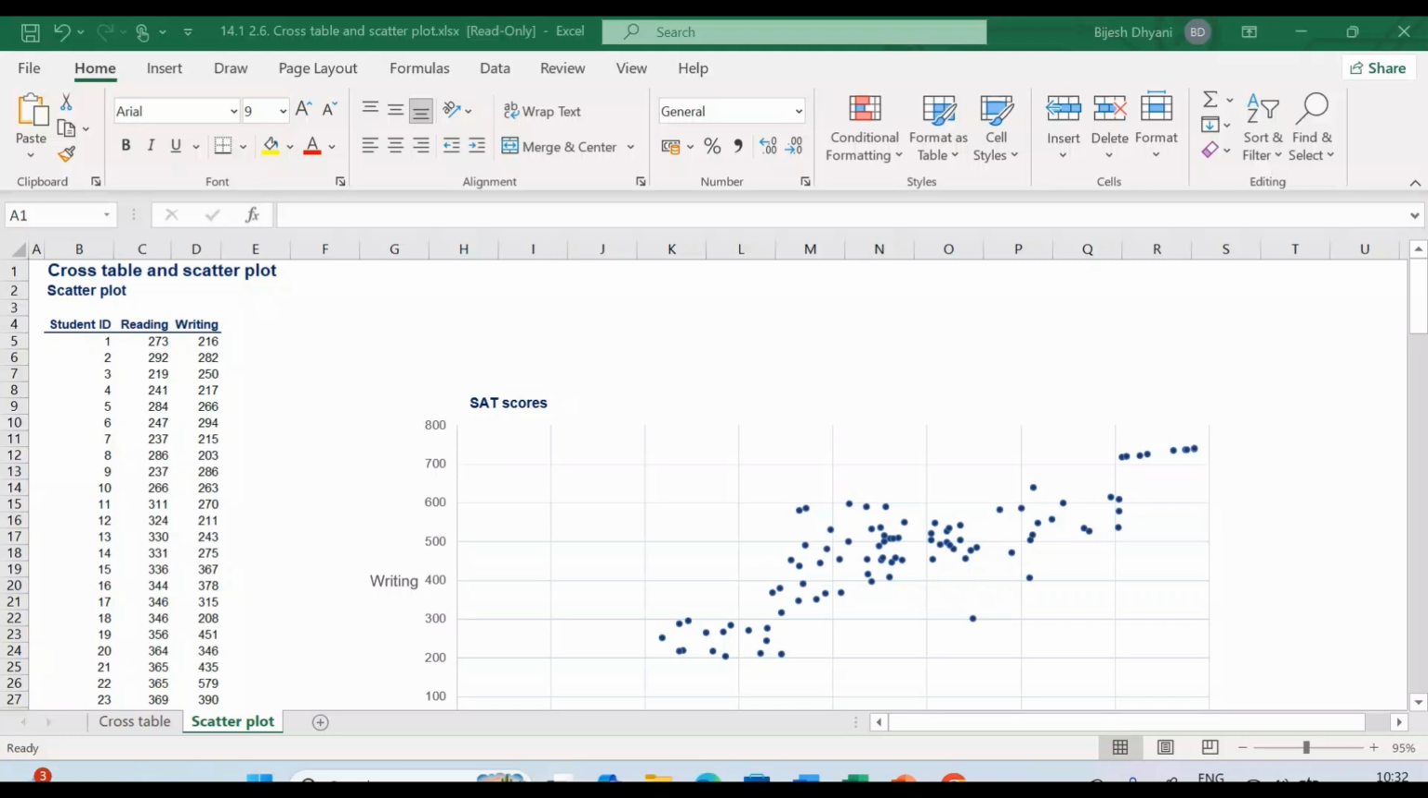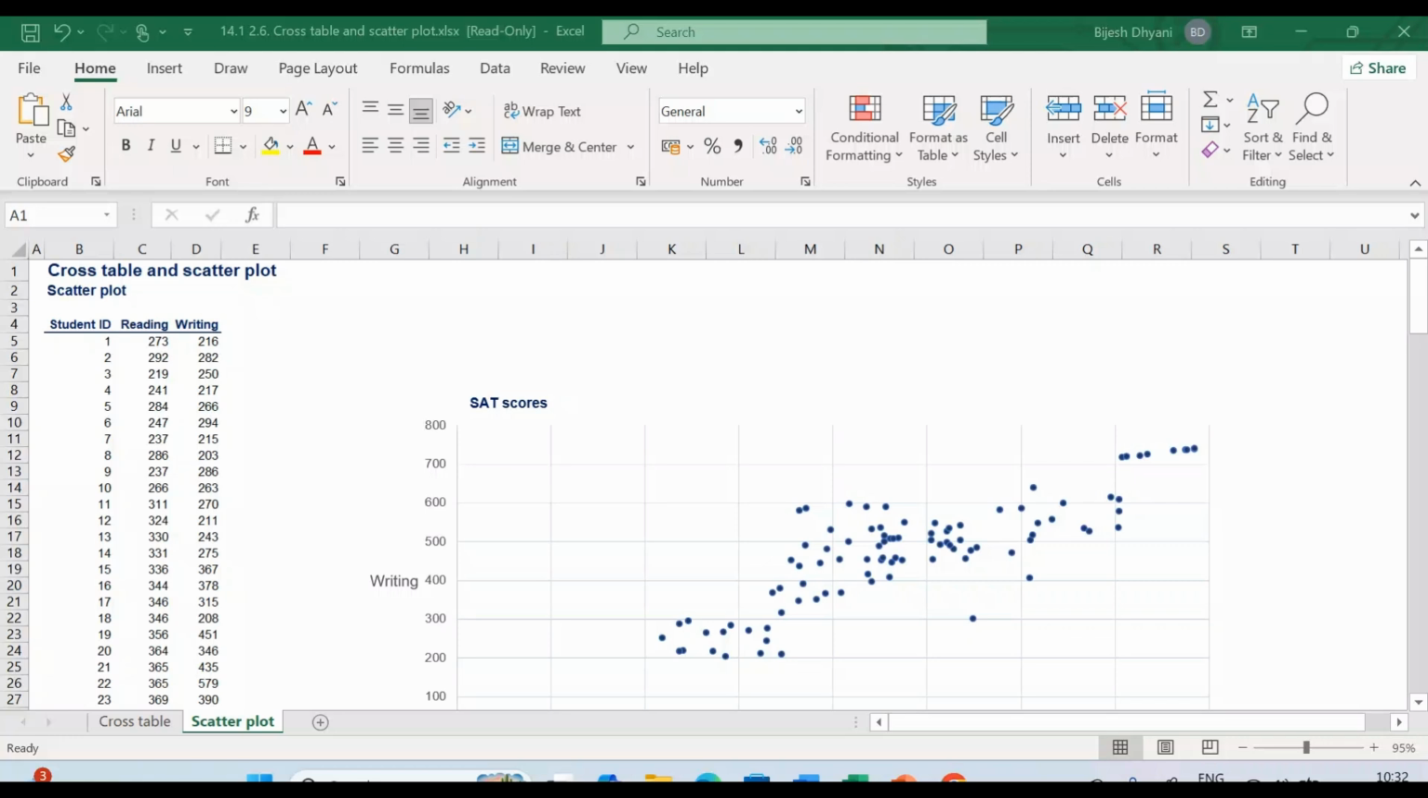For this example we have gathered the reading and writing SAT scores of 100 students. Let us examine the graph before we analyze it. Understanding the scatter plot, the score range: SAT scores for each component range from 200 to 800 points. That is why the graph is bounded within this range.